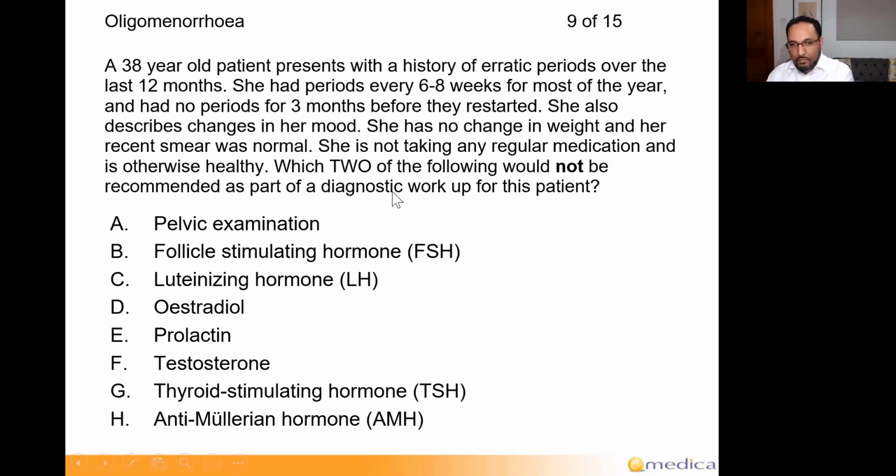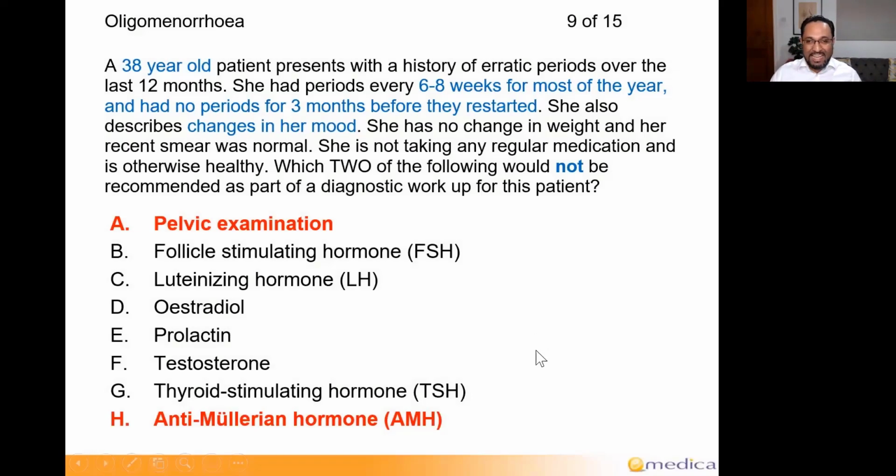So the correct answer here is A and H. A pelvic examination is not indicated because this patient hasn't got bleeding, and the recent smear was normal. There's no other red flag signs that make you think I need to do a pelvic examination, okay? And then anti-Müllerian hormone, that's not recommended as part of a normal diagnostic workup for someone with oligomenorrhea. Whereas actually all of these other things would be sensible because they could help us narrow down our differential, okay?